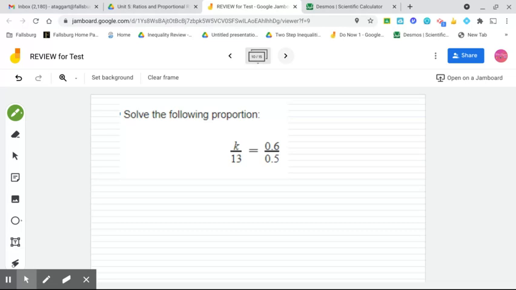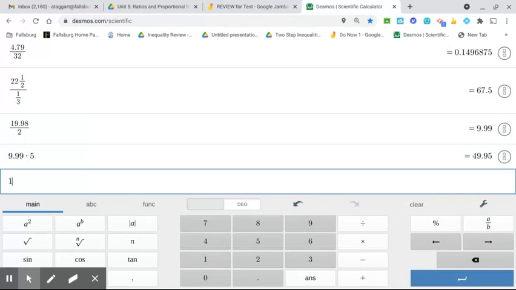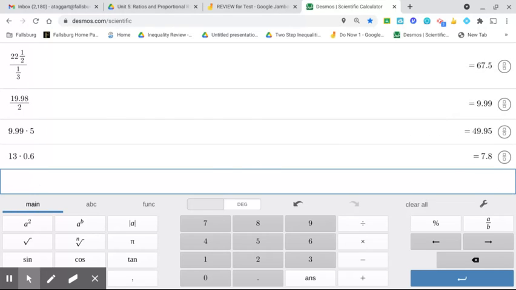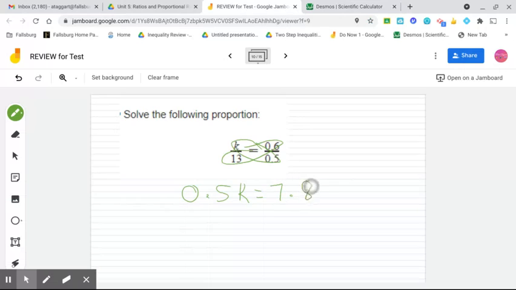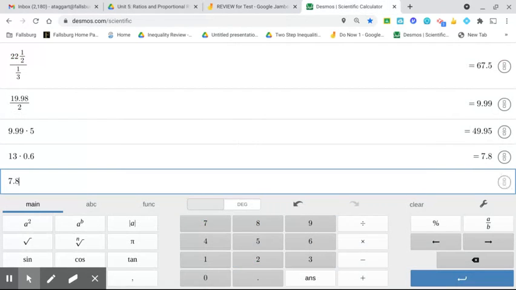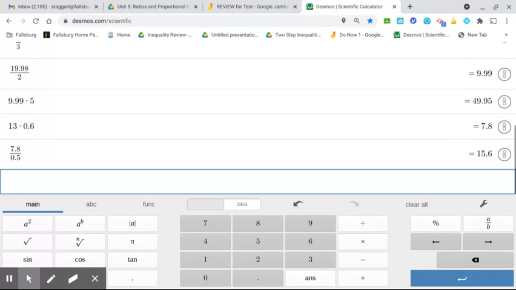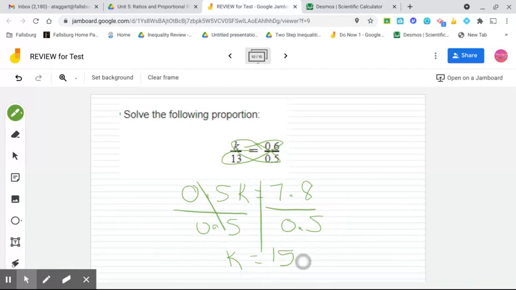Short answer is. So let's go ahead and cross multiply here. So I have k times 0.5, which is 0.5k. And then I have 13 times 0.6, which I'm going to come over here and multiply. So I got 7.8. And my final step here is to divide both sides by 0.5. So 7.8 divided by 0.5, I get 15.6. And that's it, my final answer.